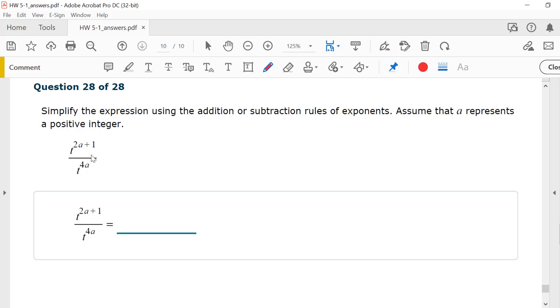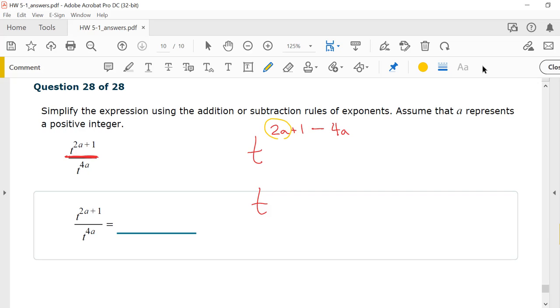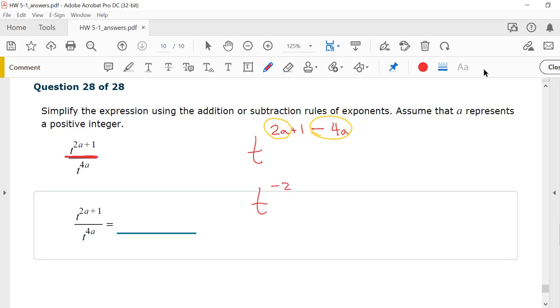Last one, simplify t to the 2a plus 1 over t to the 4a. We are dividing like bases, so we're going to subtract the exponents. T to the 2a plus 1 minus 4a. So that's t to the, combining like terms, 2a minus 4a is negative 2a, and then we still have plus 1. So my answer is t to the negative 2a plus 1.